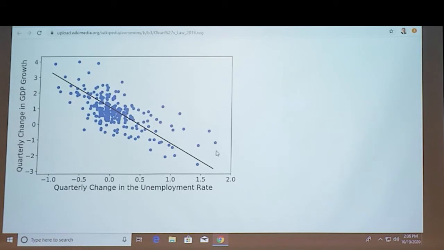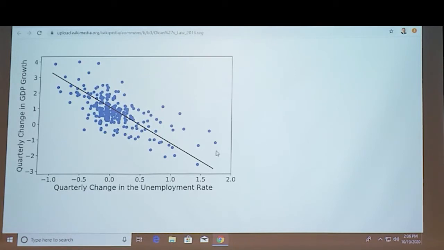Finally, this is a picture of Okun's Law. You saw this graph in your textbook. Each dot is one quarter for the United States.